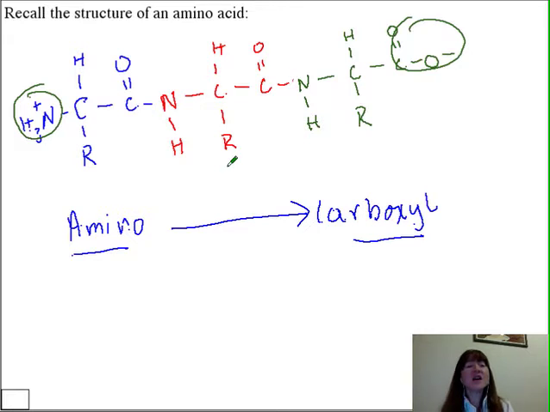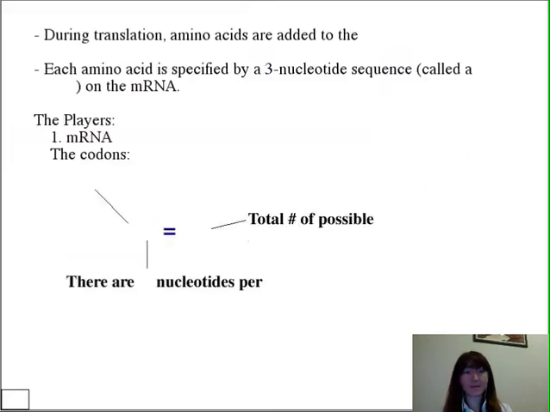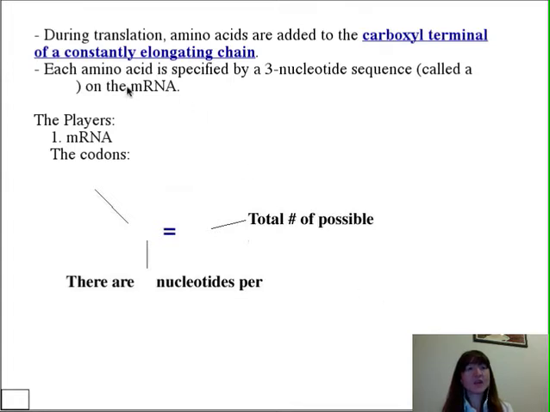And that is what we should always write on any of our protein sequences, is amino end and carboxyl end. So now let's talk about the process by which the RNA is read to give the corresponding polypeptide chain. So during translation, amino acids are added to the carboxyl terminus of a constantly elongating chain. We know that the mRNA is read to allow for the synthesis of that polypeptide chain.